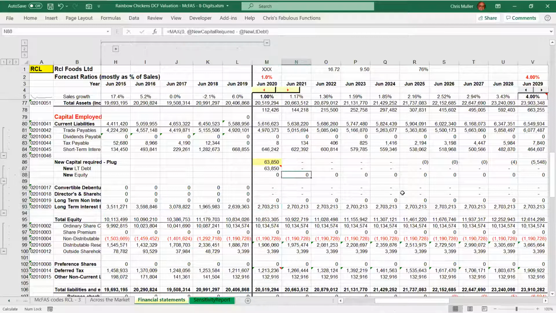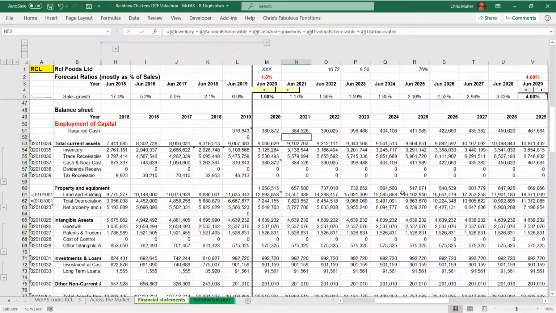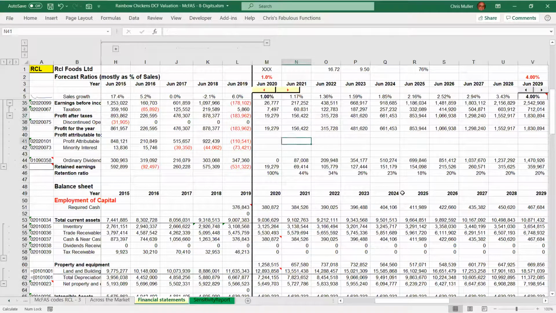So how come this is so perfect? Turns out that if you've got negative new capital required, you've got a surplus. And this is the time I'm taking you back up to row 44, which is our ordinary dividend. And you can see that we're paying out a dividend.